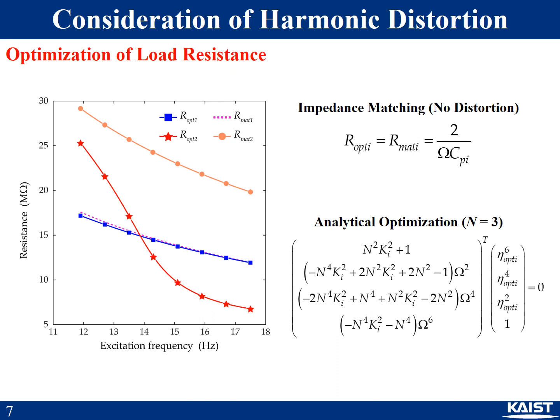In the graph, R_opt1 and R_mat1 indicate the optimized resistance and the matched resistance of beam 1 respectively. Because the fundamental harmonic was dominant for beam 1, the difference between the two curves is indistinguishable. In contrast, for beam 2, the difference is significant.